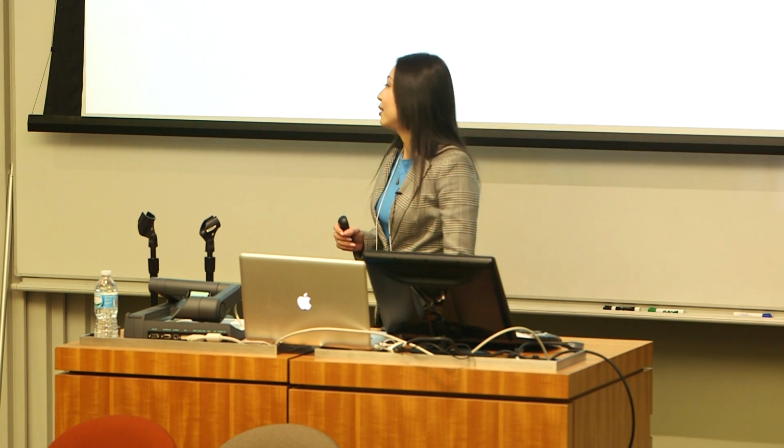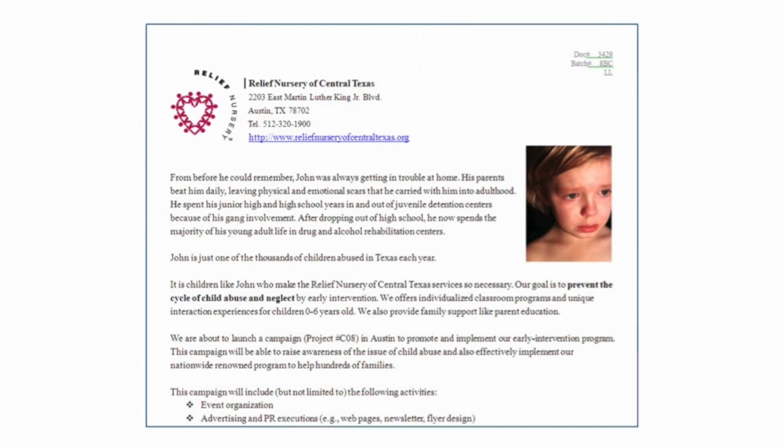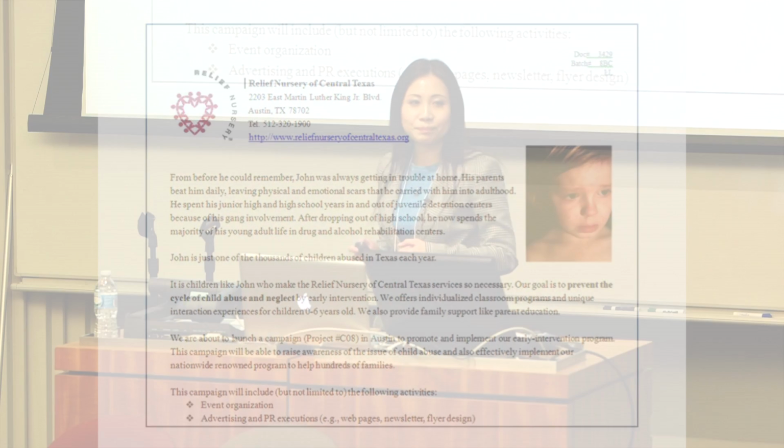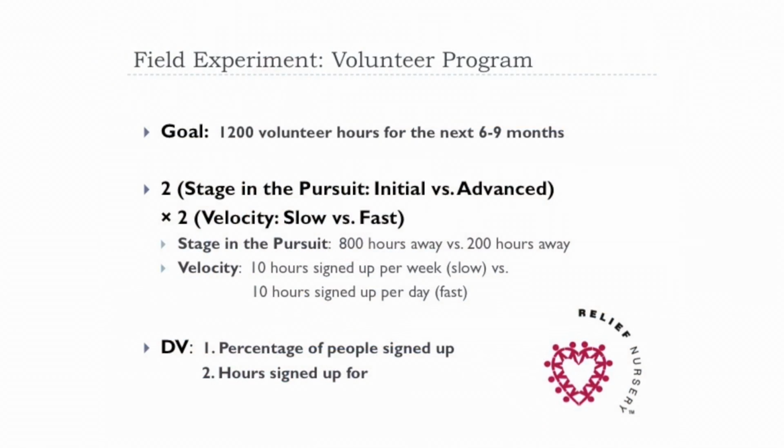So to test this hypothesis that the rabbits will work better early on, but the turtles will work better later on, we ran a field experiment with the Relief Nursery of Central Texas. It's a nonprofit organization that works on a child abuse prevention program. Together we designed campaign letters to give out to people, and we changed the information in the campaign letter to test our hypothesis. All of the letters have the same goal. We want to get 1,200 volunteer hours for the next 6 to 9 months so that we can help them implement this program into different families. So that serves as the yellow flag.